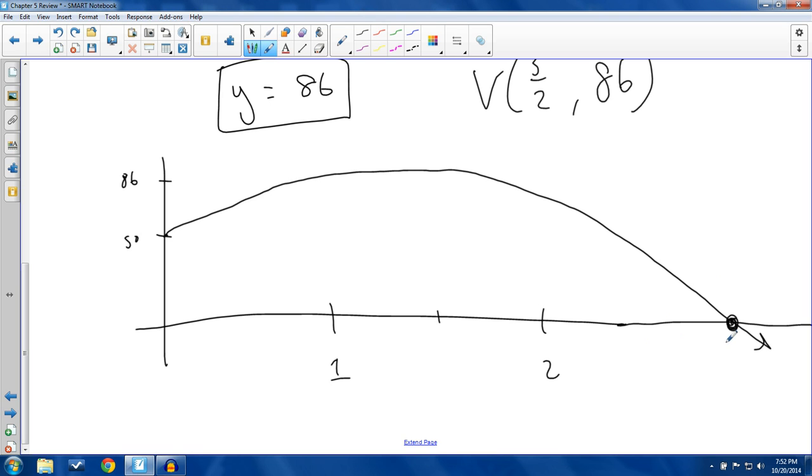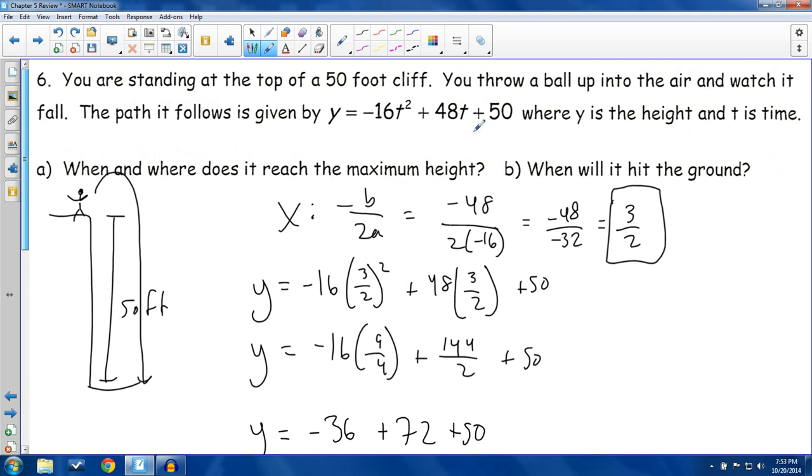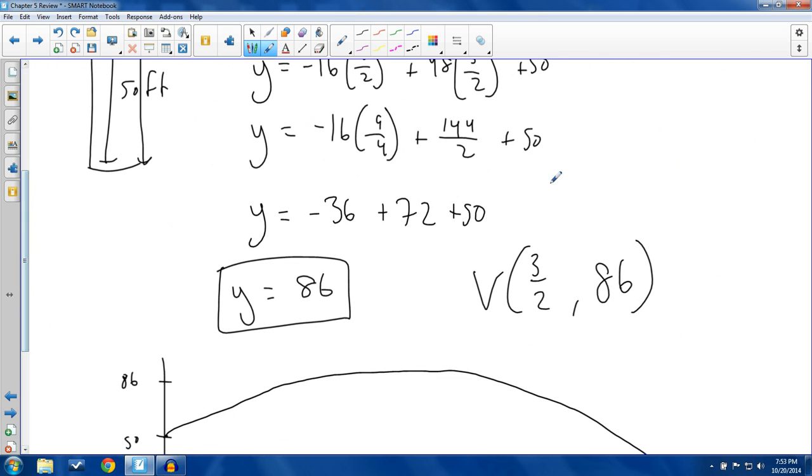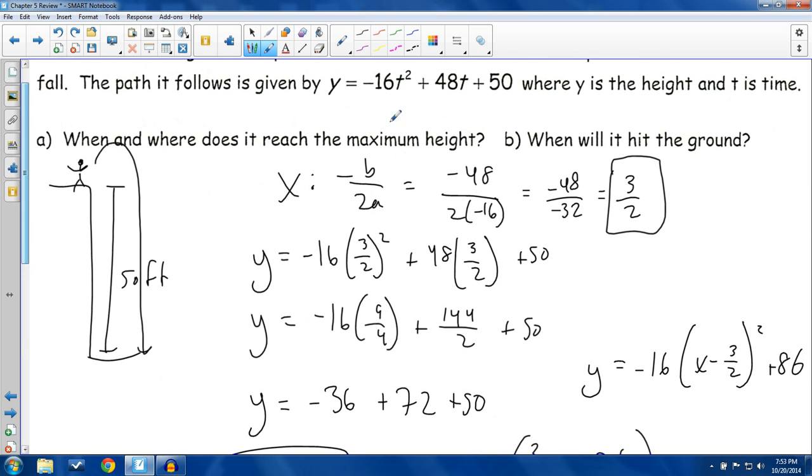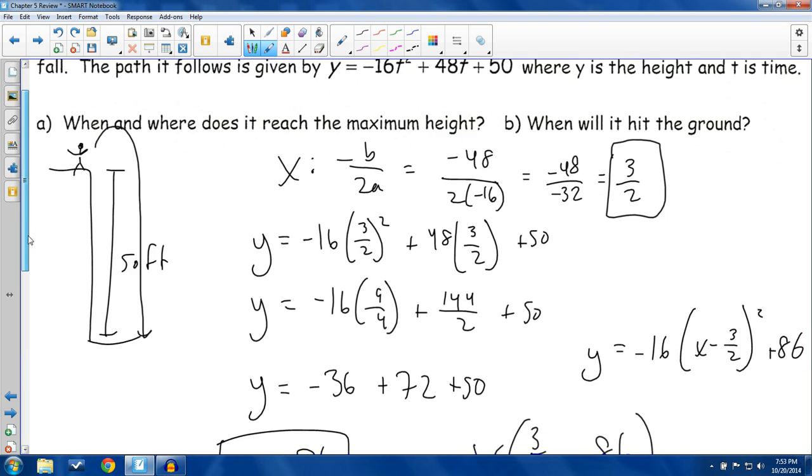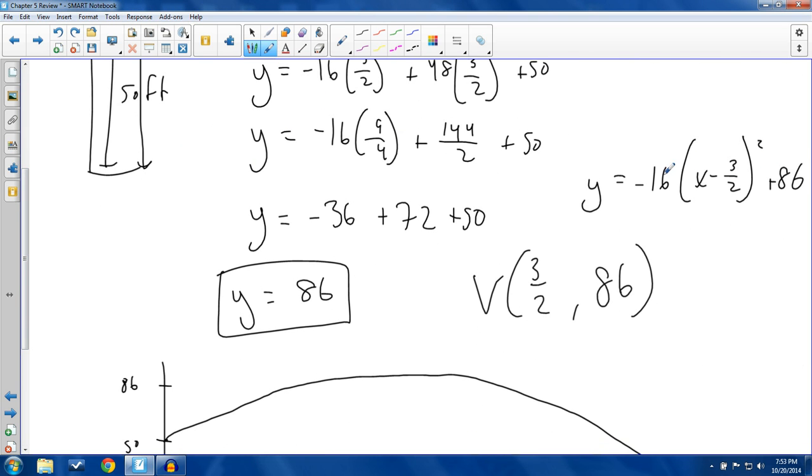Well, this is an x-intercept. So if this is an x-intercept, then this is a value for x when y is equal to 0. So what we're going to do is use this equation, y equals negative 16 times x minus 3 over 2 squared plus 86. You can use either, but we've already completed the square here, so we might want to do it this way. You might not want to use the quadratic formula here, and that might be very hard to factor. So I'll work with this equation and figure out when it hits.